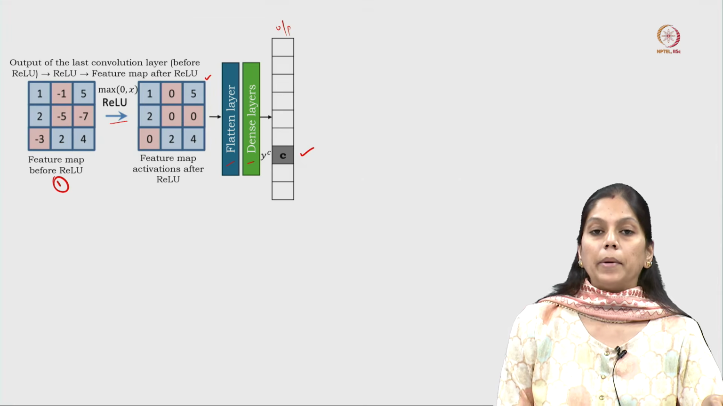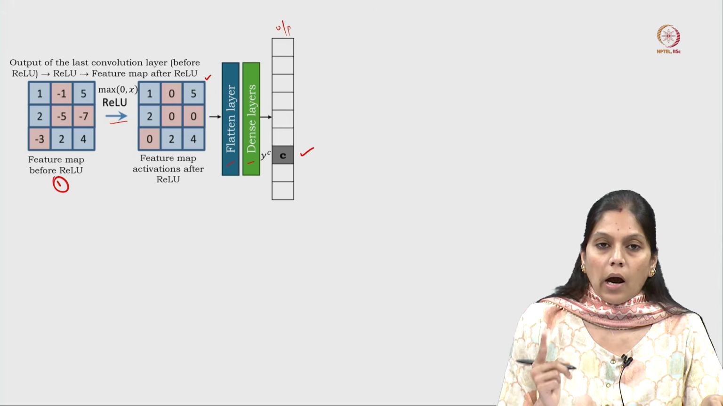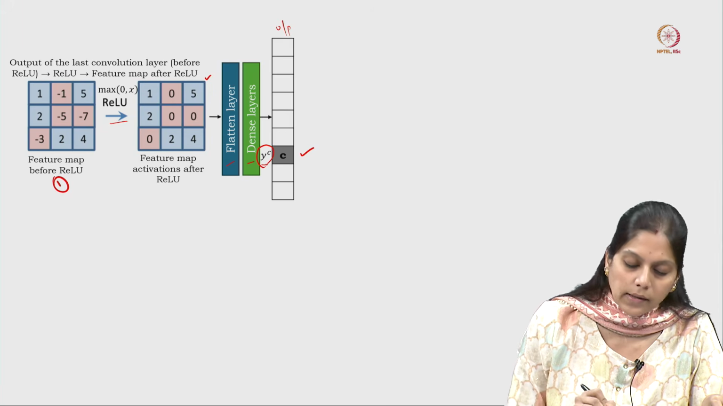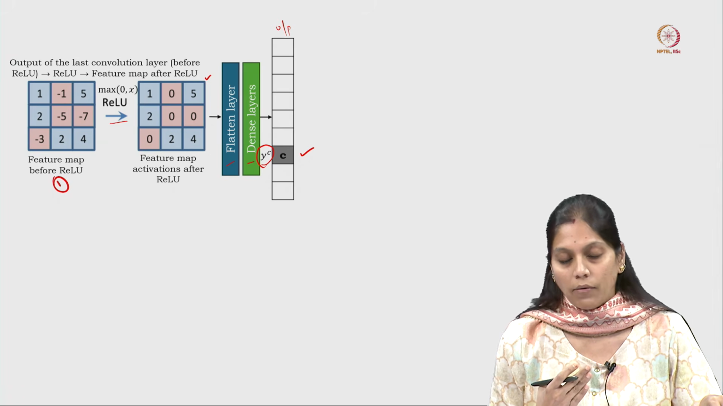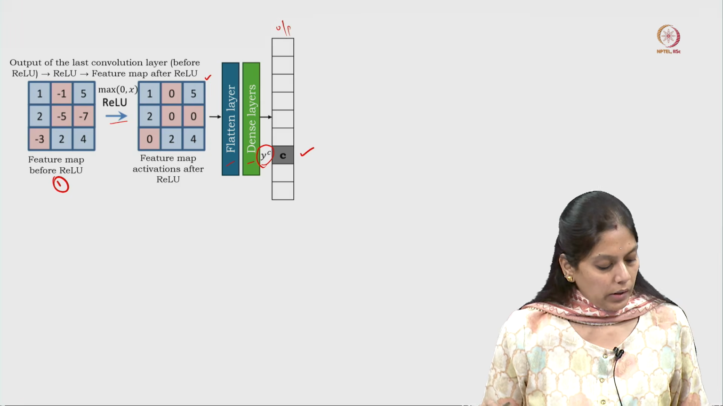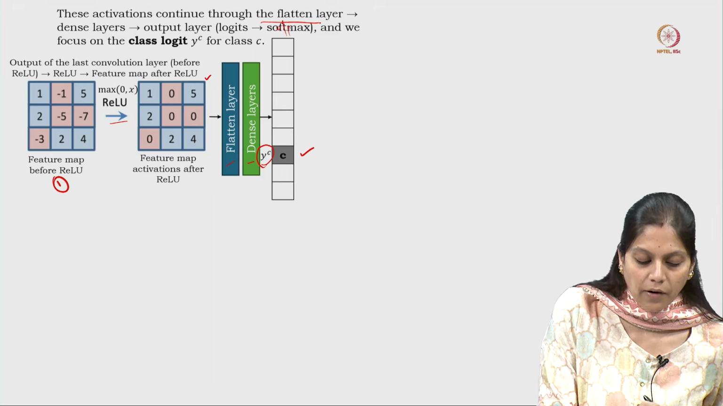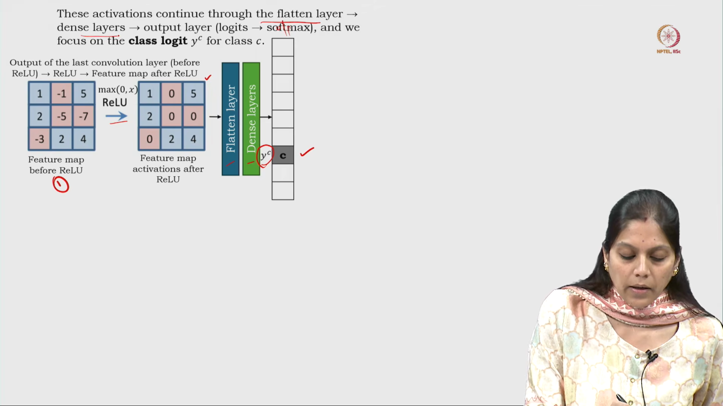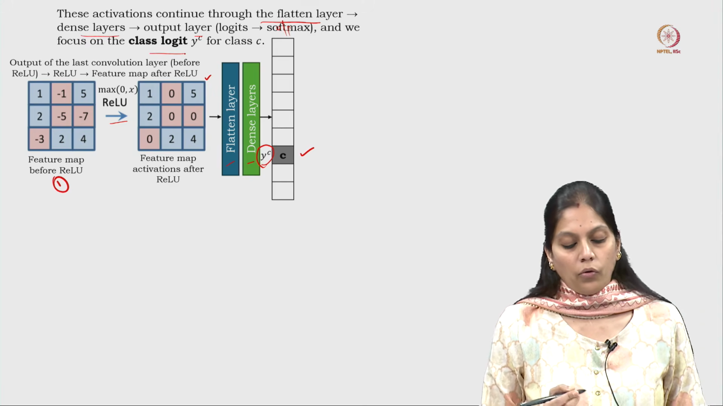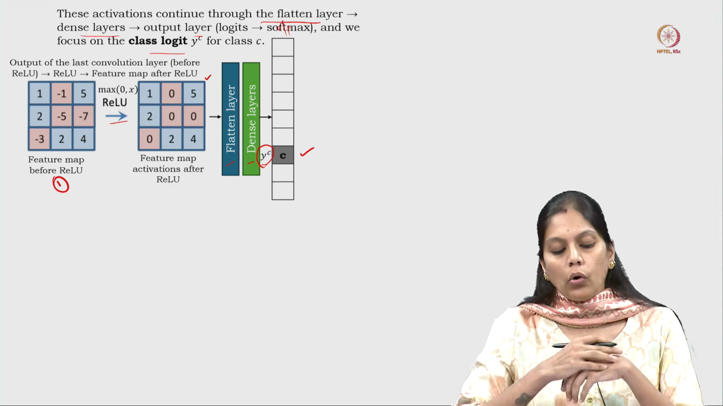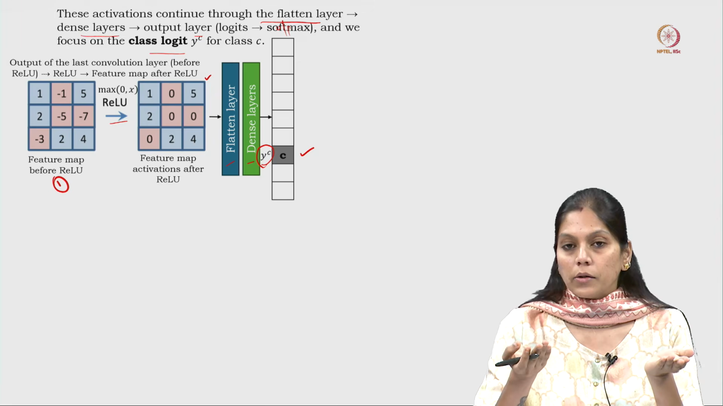For a particular input that we have passed, the model has given us the prediction. Let us assume the model has predicted it as class C, and we are interested only in YC. What is YC? It is the value just before passing it to an activation. So, this is what we have done. The activations continued to the flattened layer, from the flattened layer to the dense layer, and then to the output layer. Then we focus only on the class score, that is YC for a particular class. This is the forward pass.